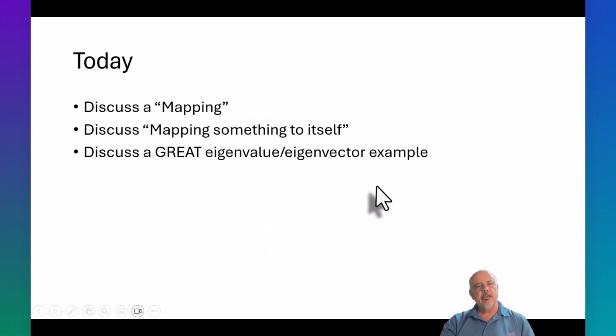Okay, so today we discussed a mapping where something was mapped onto itself. That's an eigenvalue, eigenvector pair. And then we did a great physical example of this. I hope you thoroughly enjoyed it.